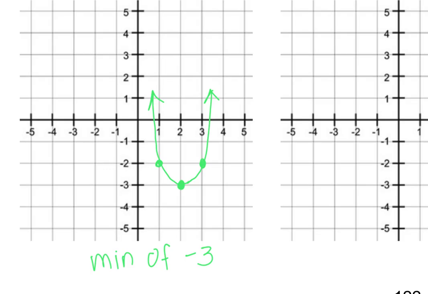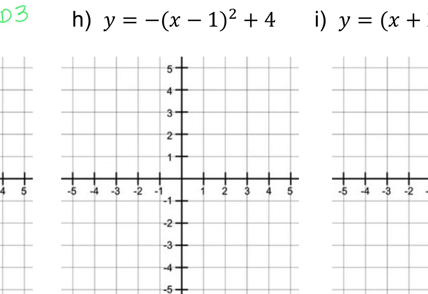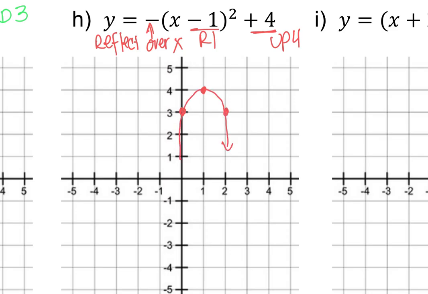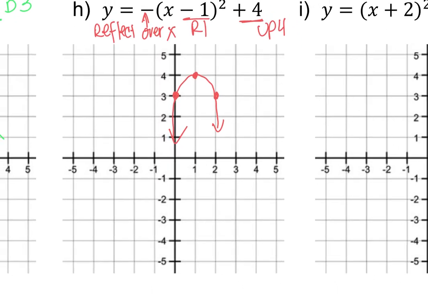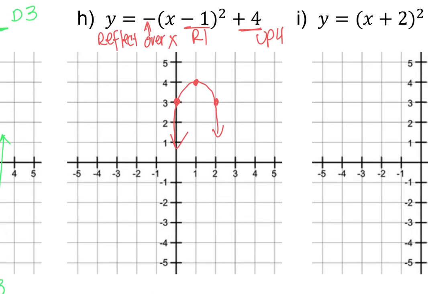Okay, let's go ahead and do the next one. H. Plus 4, what does that tell us to do? Good, minus 1. And this negative is, right, reflect where? Right, over x. So let's go up 4 to the right 1, and then we reflect, which means we go down. Good. And what is the max or min? What do we have here? Right, max of 4.